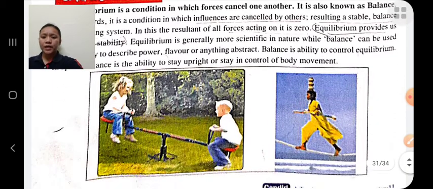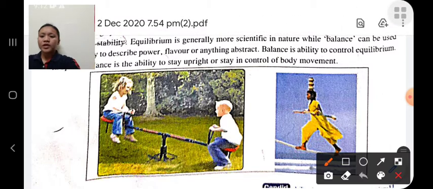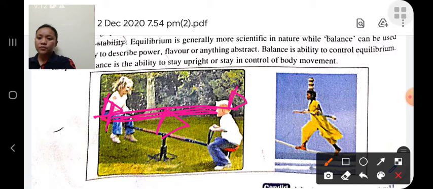Look here, in equilibrium, one force cancels another force. For example, in a seesaw, here is one student and here is another student. They will be in balance when this force cancels the other force. The balance is possible when the force of this object cancels the force of the other object, which causes balance.